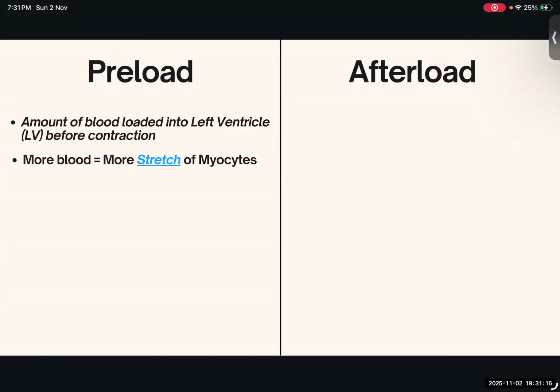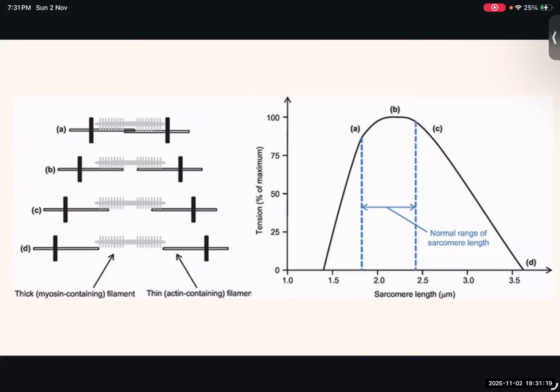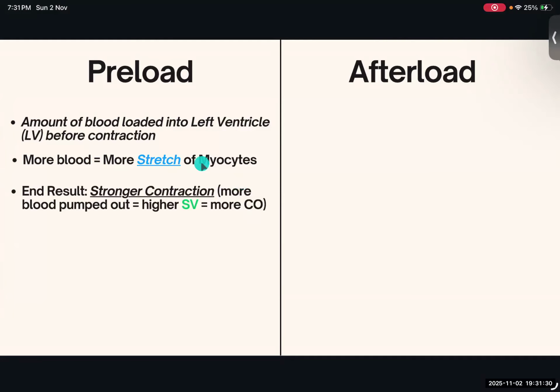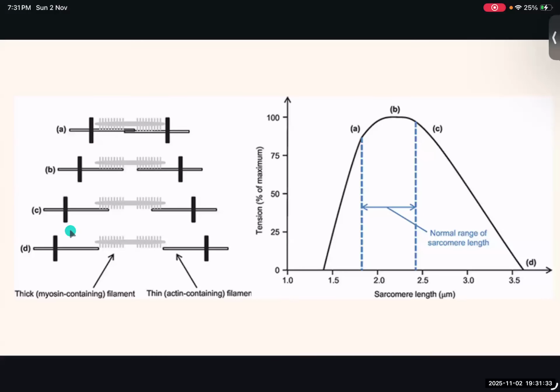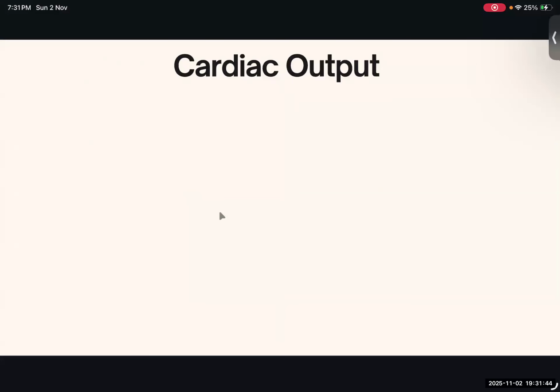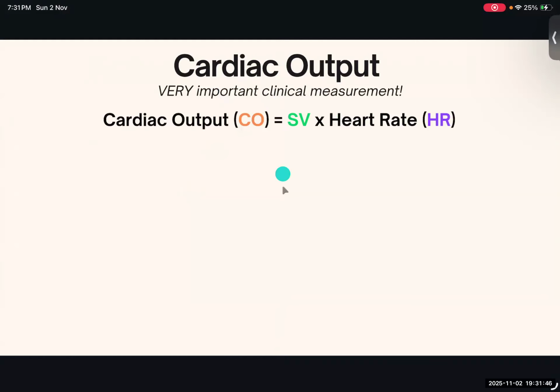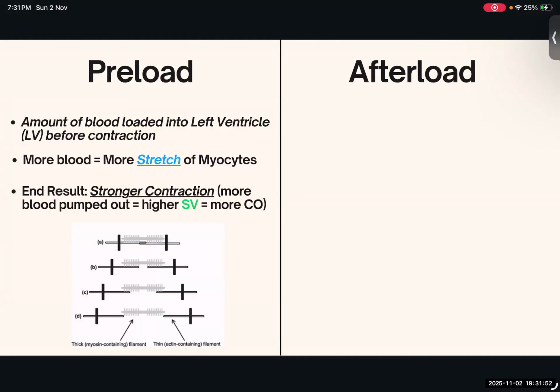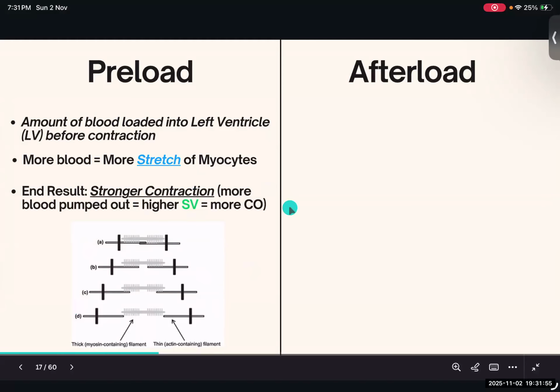Now, more blood is going to lead to more stretch of the myocytes here. So again, imagine the heart with me. If you fill it with blood, it's going to stretch out, and that's going to increase the stretch of the heart. And what that does is it creates a net stronger contraction. Why is that? Because again, here, we're going to have better recruitment of the myocytes. So that leads to a higher stroke volume, leading to more cardiac output. If we go back here, cardiac output, if we increase the stroke volume by increasing the preload, we increase the cardiac output. And again, this is the picture right here, just to keep it in mind.